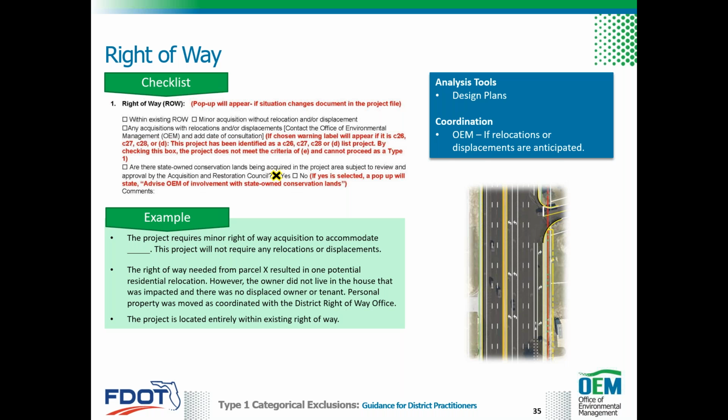While the red text for acquisitions with relocation says that the project cannot proceed as a Type 1 CE, there are cases of minor right-of-way acquisition with potential relocations that can proceed as a delist action, that delist action 13, as we previously reviewed. Now this would be those C-list classifications 26, 27, and 28. And coordination with OEM will help you determine if your project may proceed as a Type 1 CE under the delist action 13.